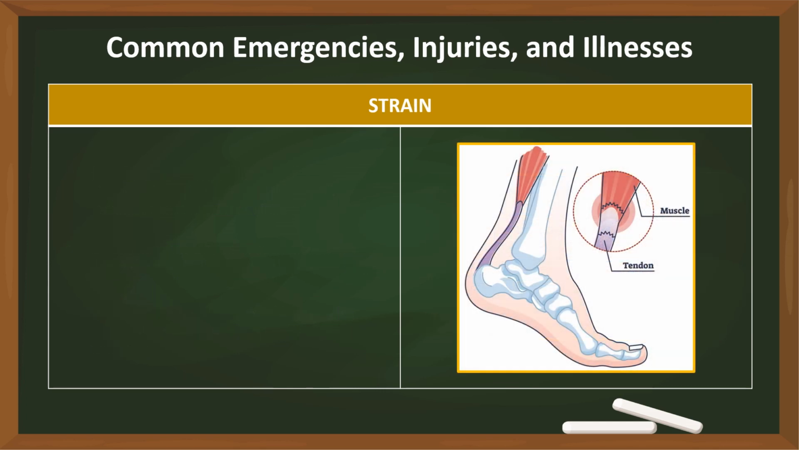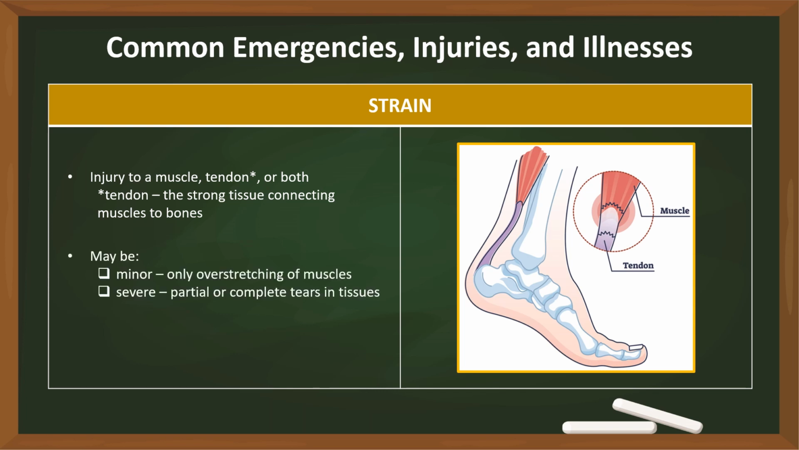On the other hand, a strain is an injury to a muscle, tendon, or both. Strains, which may be minor or severe, are sometimes called pulled muscles.